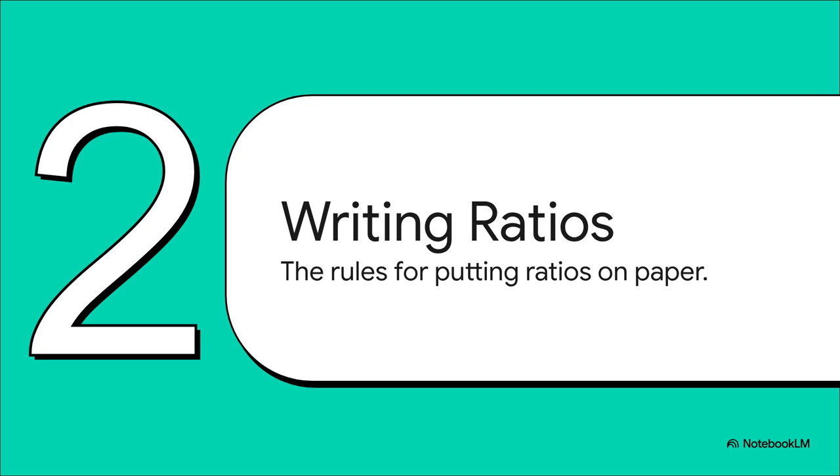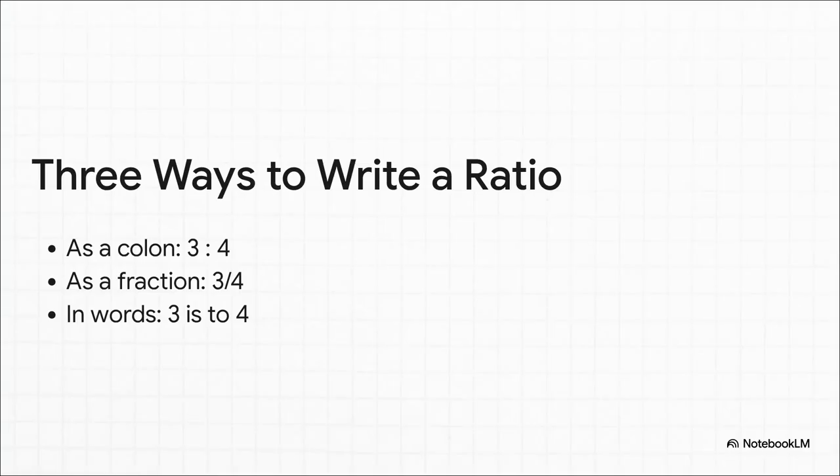Okay, so we get the idea of what a ratio is, but how do you actually write one down so you can work with it? Let's take a look at the rules for putting these things on paper. It's pretty straightforward. There are basically 3 common ways you'll see a ratio written, and they all mean the exact same thing. Let's say we're talking about a clinic with 3 nurses for every 4 medical assistants. You could write it with a colon, you could write it out in words, or you can write it as a fraction. They're all totally interchangeable. But pay special attention to that fraction format. It's going to be super important in just a minute.